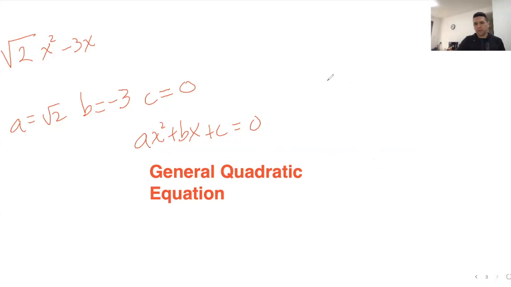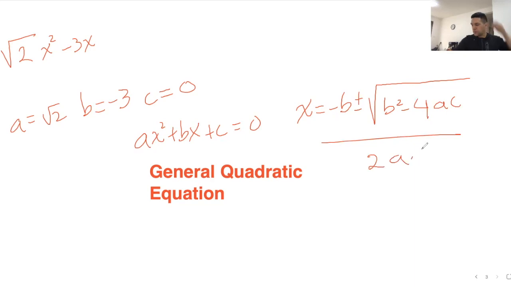I'm going to write it down in case you forgot it. X equals minus b plus or minus the square root of the discriminant, which is b squared minus 4 times a times c, all divided by 2 times a. And this will always give you the values no matter what quadratic equation you get. You can always plug in these a, b, and c, and you will get the roots.